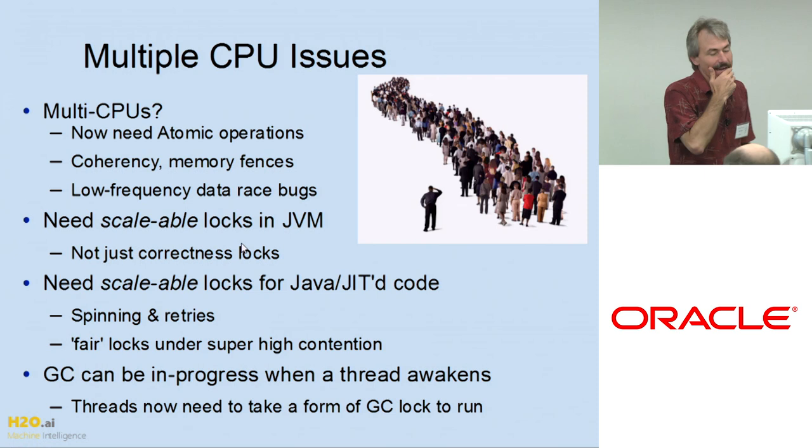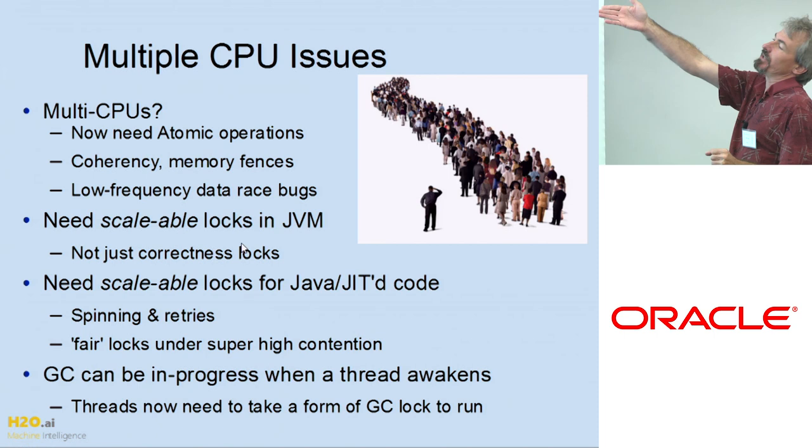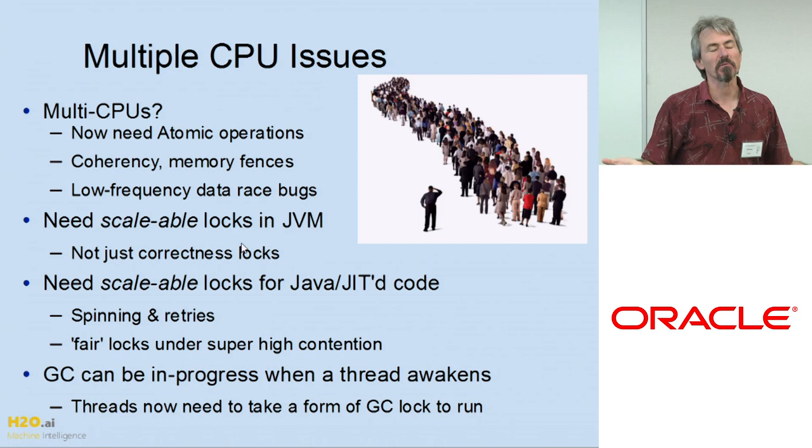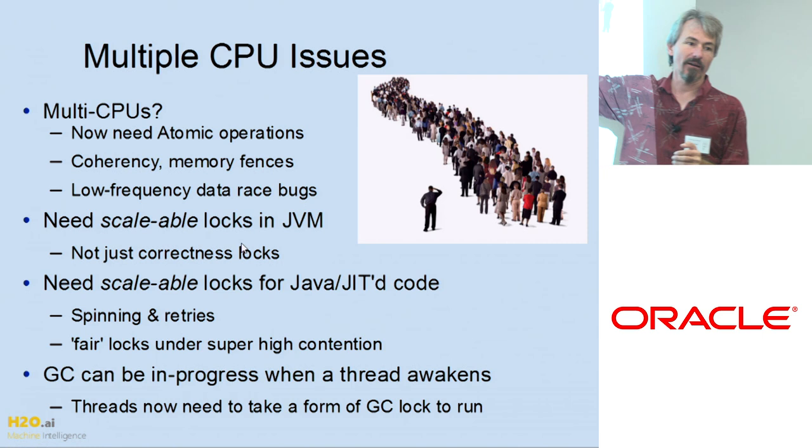As soon as you have multiple CPUs as opposed to multiple threads, you have to have atomic operations, not just locks. So you have to have CAS instructions. You have to have coherency issues. You have memory fences. You have to honor the Java memory model. You have to know what the hell the memory model is and how it maps onto your hardware. You end up with low-frequency data race bugs with a long bug tail to go hunt down and track, right? So you have to expect much harder debugging now.